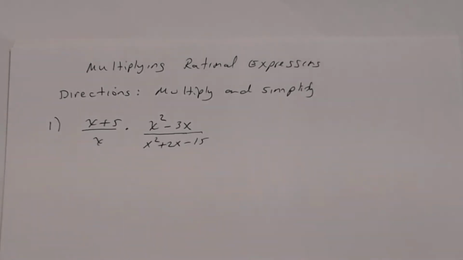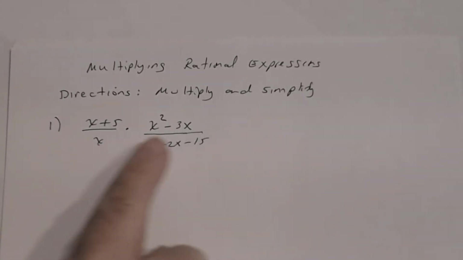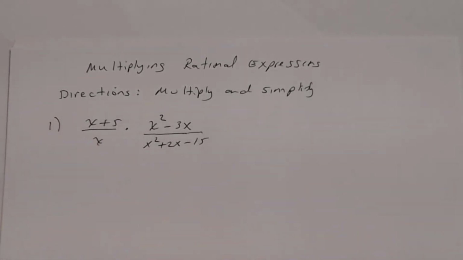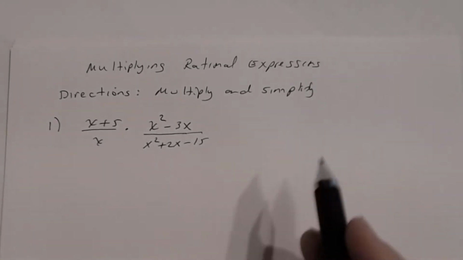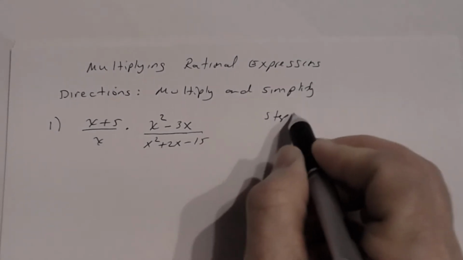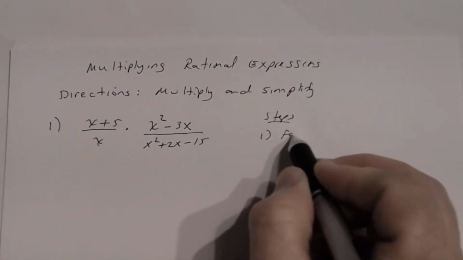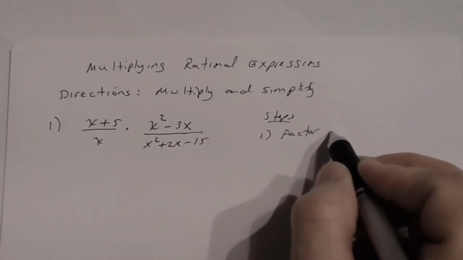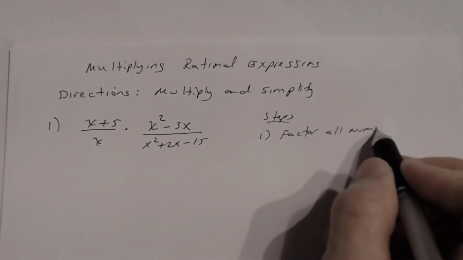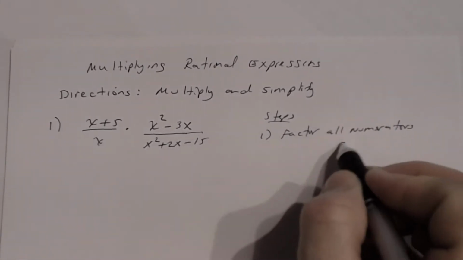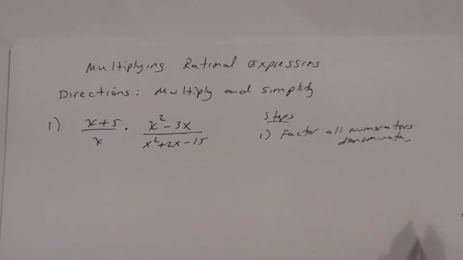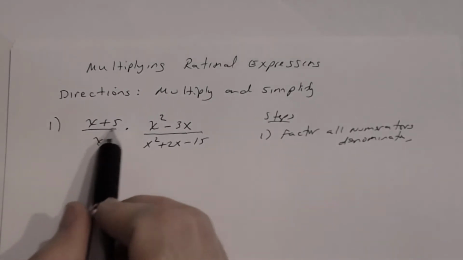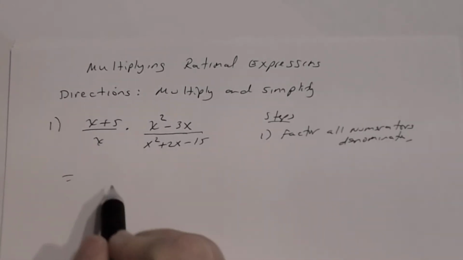Again, you want to multiply those 2 rational expressions, and then you want to simplify. The first step, just like you did in previous lessons, is to factor. So remember your steps. Number 1, you're going to factor all numerators and denominators. Basically you're going to factor your polynomials. That's what you're going to do. I'm going to go ahead and do the steps here.